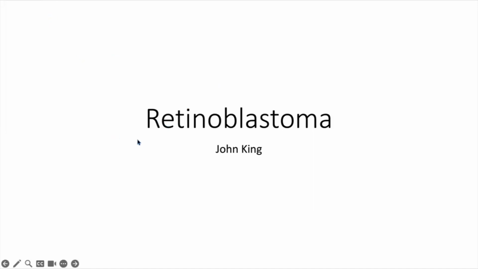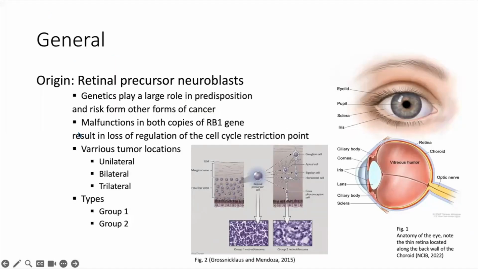For the purposes of today's PowerPoint, we'll be discussing retinoblastomas, their formations, diagnostics, and eventual treatments. Retinoblastomas originate as retinal precursor neuroblasts. These are cells that are present as stem cells for neurons and will eventually divide into ganglions, rods, or cones. Genetics plays a large role in predisposition for this type of cancer.